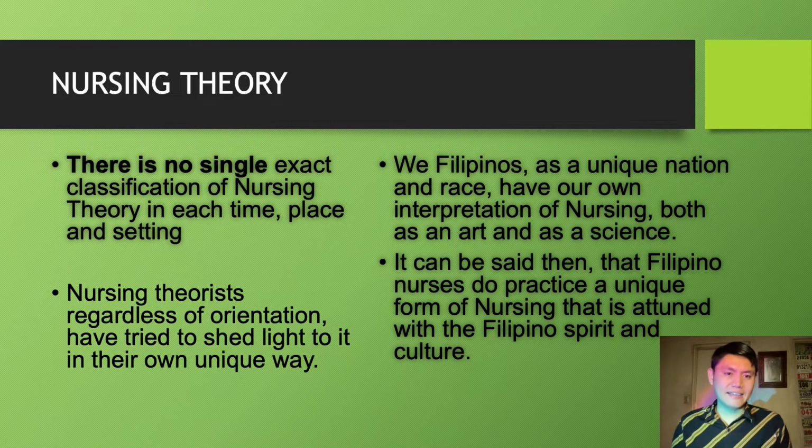Now, palagi nyo din tatandaan that there is no exact classification of nursing theory in each time, place, and setting. Anong ibig sabihin po nito? Our nurse theorists and nurse thinkers in the past have different ideas or classifications of what nursing is. So si Roy, si Rogers, si Orem, si Nightingale, and even Watson have different ideas and definitions of what nursing is, and they view nursing as different. So each generation, each era, they have different views or perspectives of what nursing theory is. So it has been very flexible yung ating idea or definition of what nursing is.